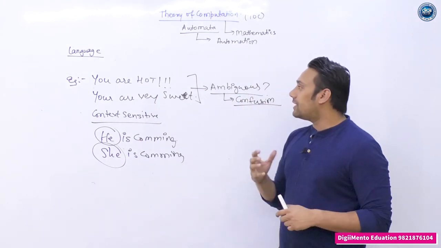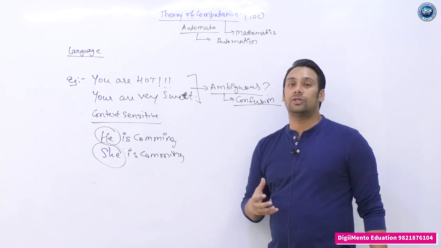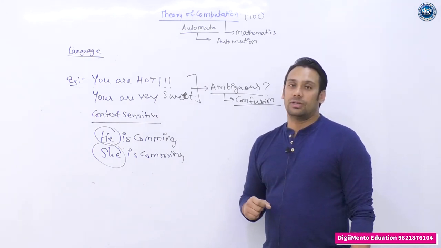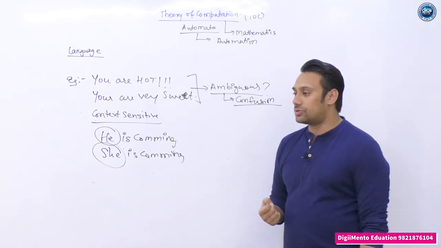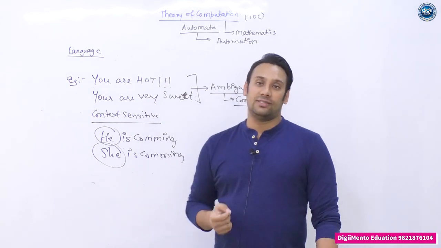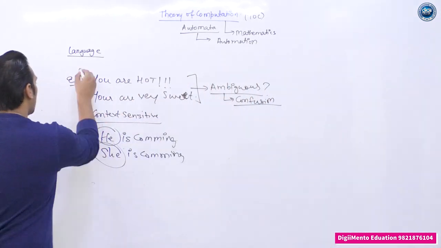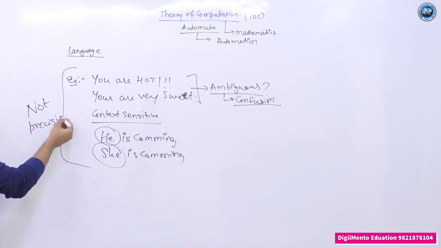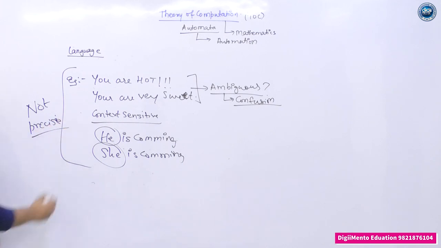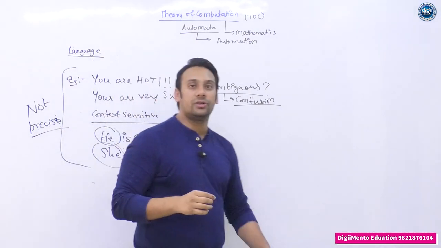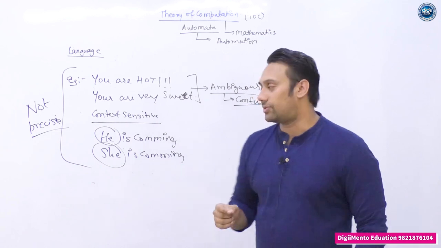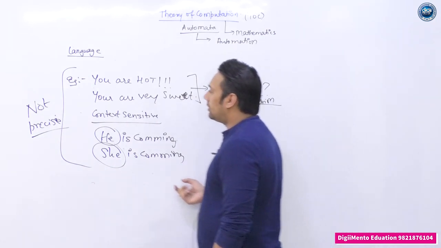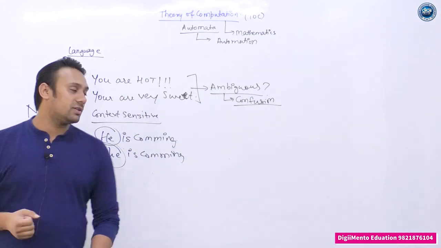So this is a very very big reason why you cannot use these sentences for giving instructions to a computer system, because a computer system needs precise instructions. So these are not precise. These instructions are not precise. ये जो instruction है वो precise नहीं है. And your computer system needs precise instructions, right? So there's a huge difference here.